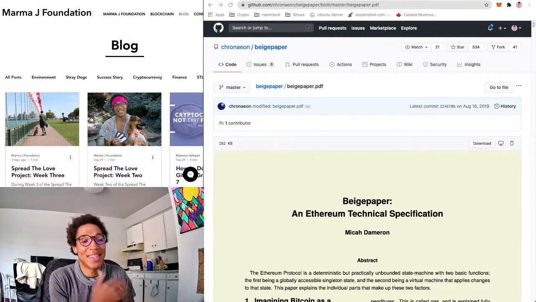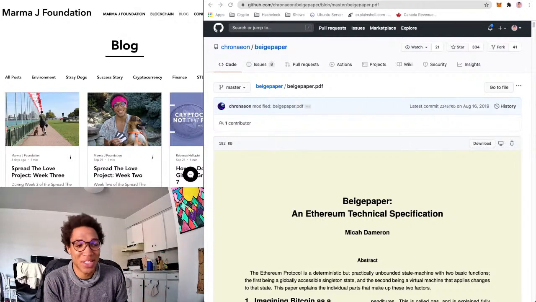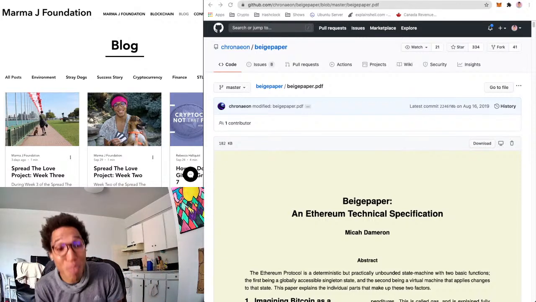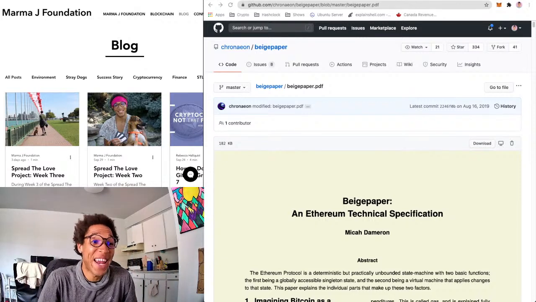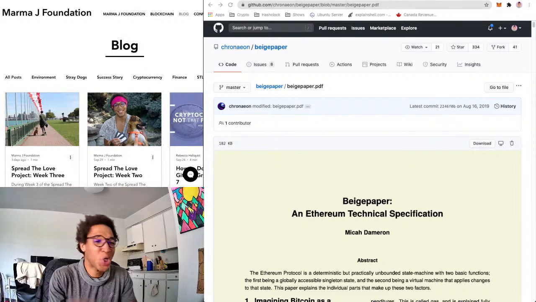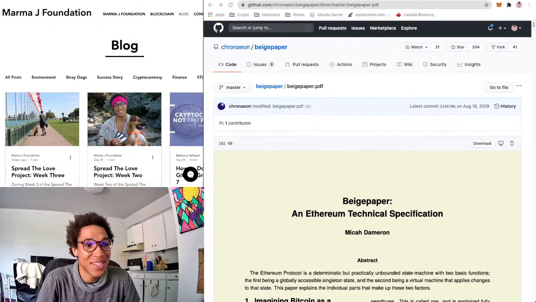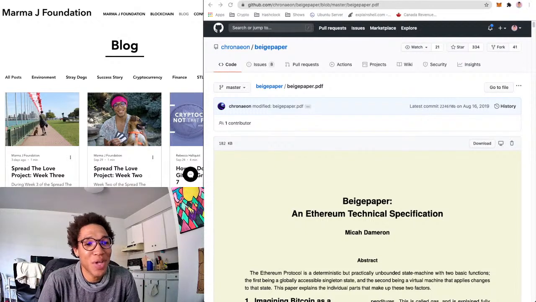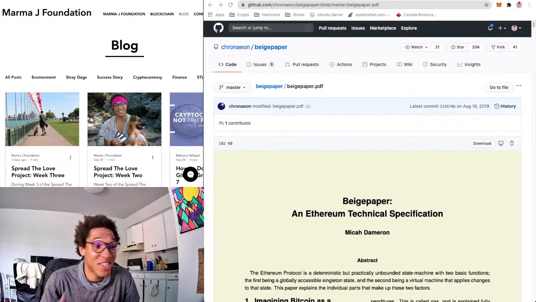So this is taking the Ethereum yellow paper, which is quite a complex document that goes through the technical specifications of Ethereum, and breaking it down even more into layman's terms that anyone can understand. I was talking with a group of people doing some art NFT stuff, and Rogan X, one of the artists and coders I was talking to, suggested reading the beige paper.